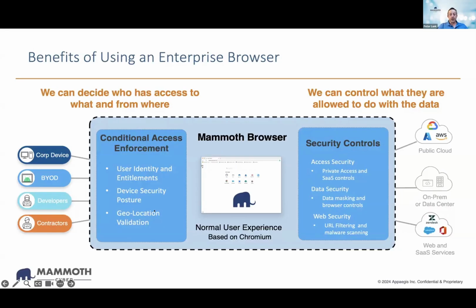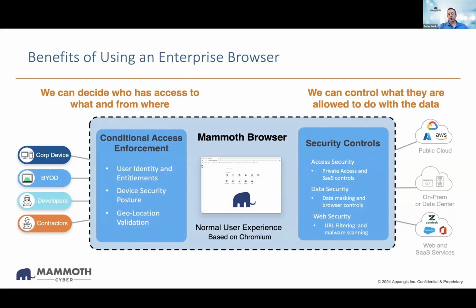We can do some device security posture checks. Gary's going to show this in one of our examples here. But it's just making sure that whatever device is connecting is up to date, has the latest patches, and has a good security posture before we allow it to access your applications. And then finally, some geolocation validation. So you may not want people to access certain applications if they're out of the country, for example. Those are some of the conditional access enforcement capabilities.